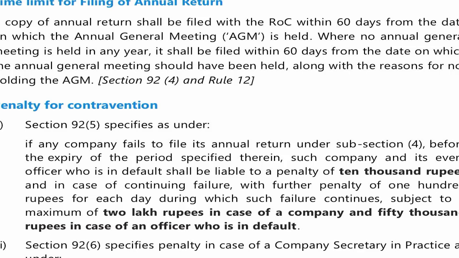Penalty for contravention. Section 92(5) specifies as under. ये पेनल्टी इम्पोर्टेंट है। If any company fails to file its annual return under subsection 4 before the expiry of the period specified therein, such company and its every officer who is in default shall be liable to a penalty of 10,000 rupees, and in case of continuing failure, with further penalty of 100 rupees for each day during which such failure continues, subject to a maximum of 2 lakh rupees in case of the company and 50,000 rupees in case of the officer in default.